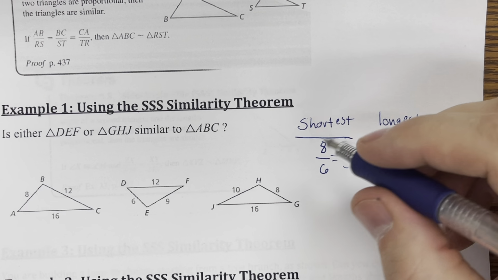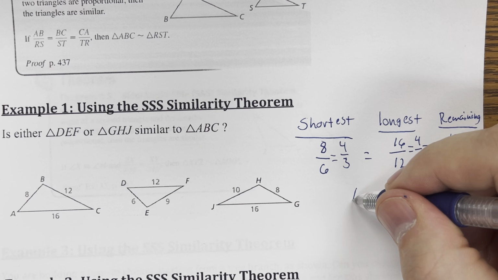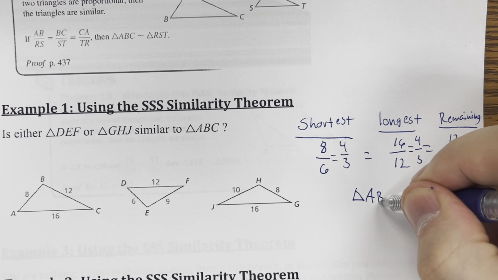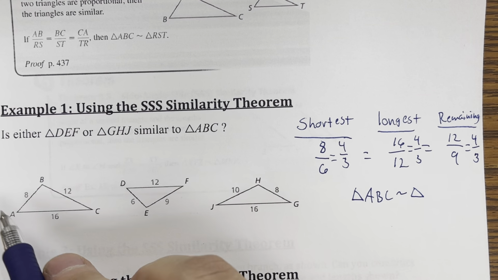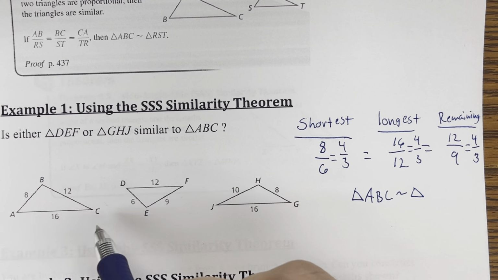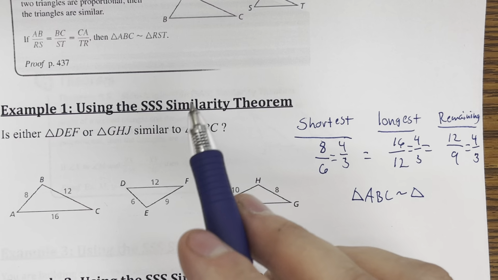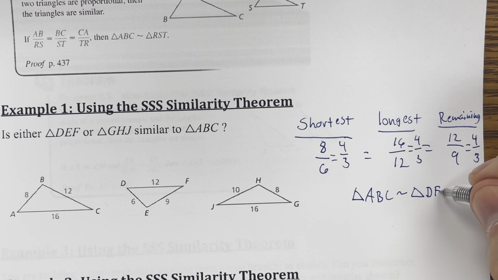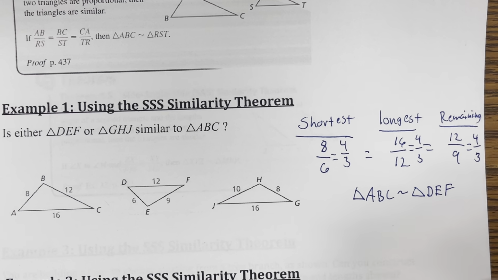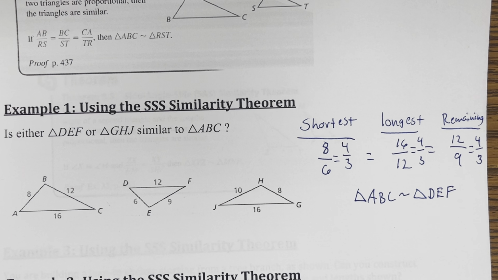So we could state for sure that triangle ABC is similar to triangle, and now I named ABC 8 to 12. So I went the short to the middle. I need to do the same thing, short to the middle, DEF. And now we will check and see if it is similar to the other triangle, HJG.